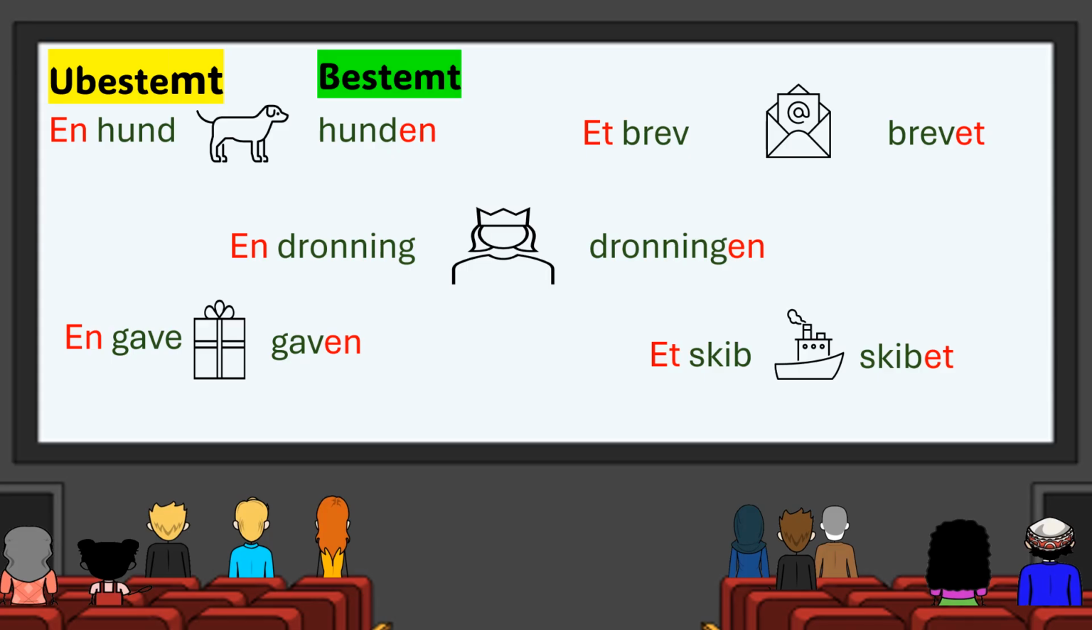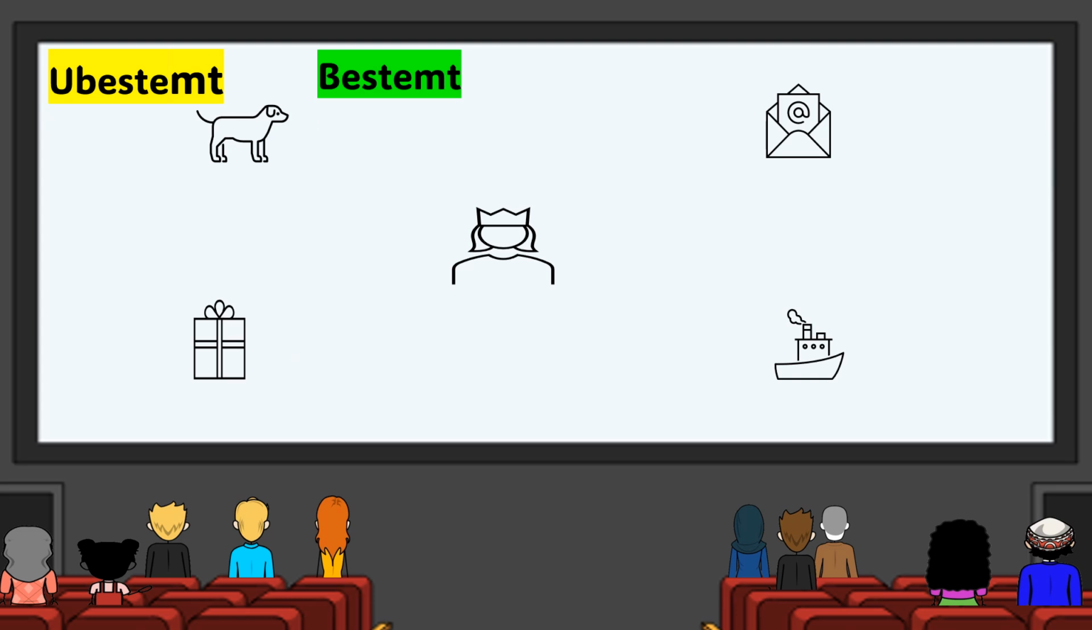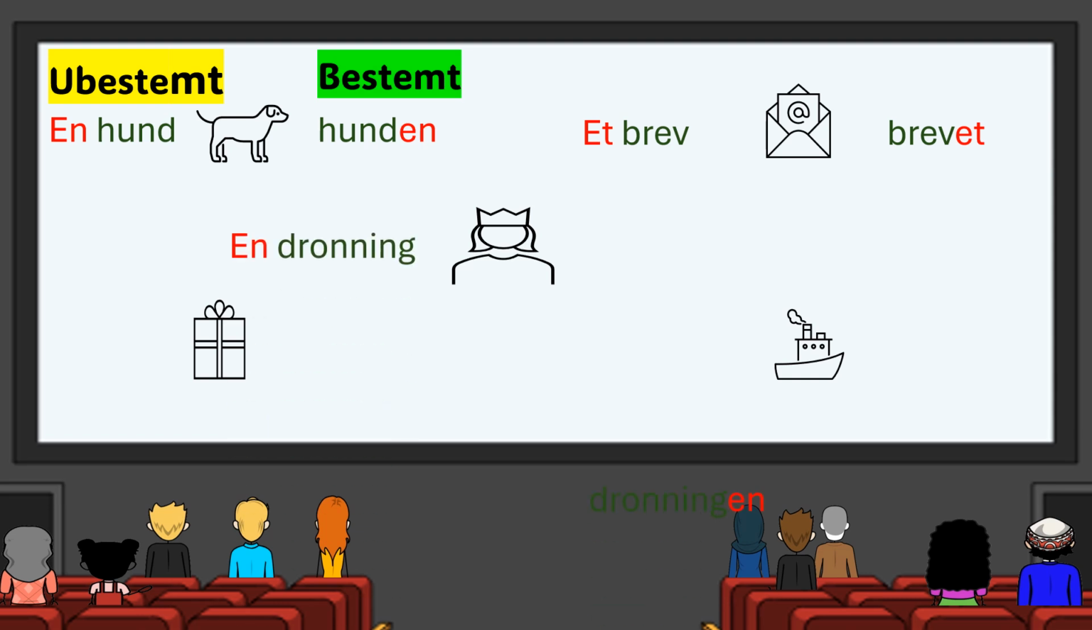Let us read some examples of indefinite singular nouns or ubestemt and change them into definite or bestemt form. En hund, hunden. Et brev, brevet. En dronning, dronningen. En gave, gaven. Et skib, skibet.